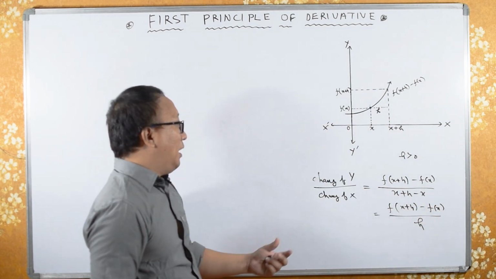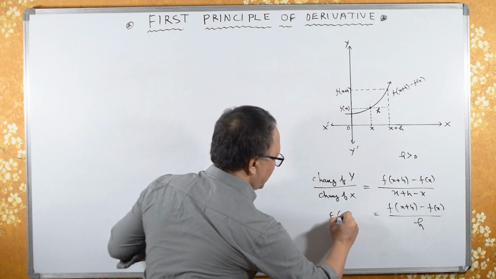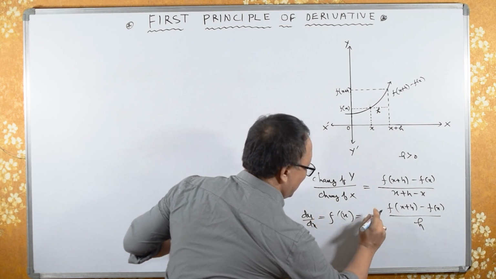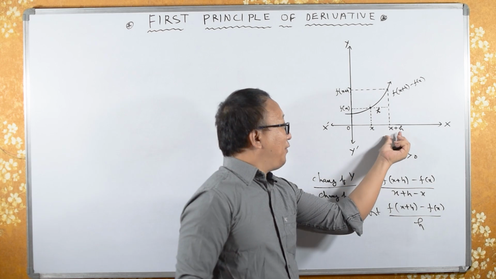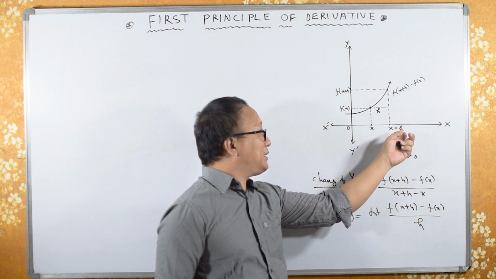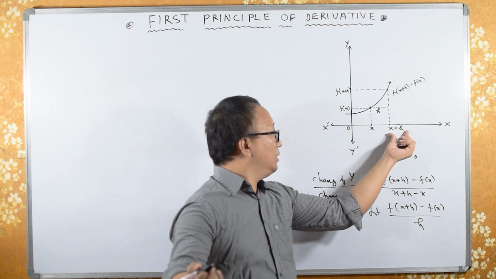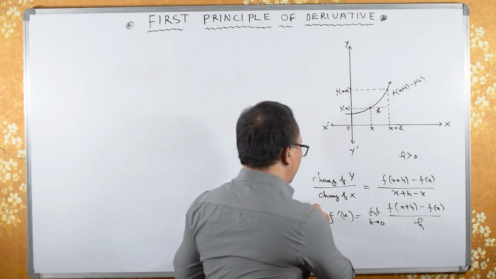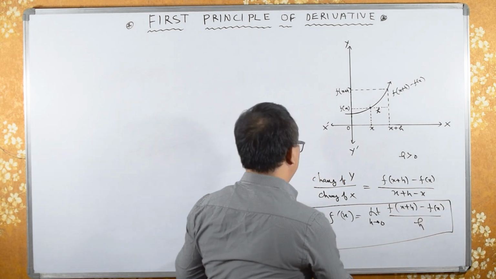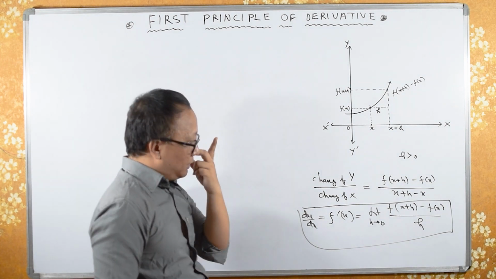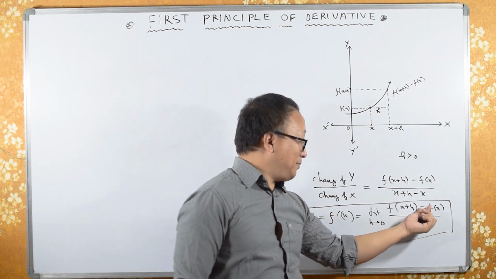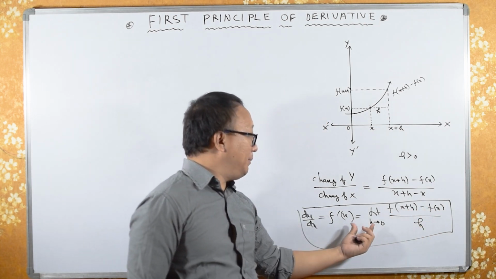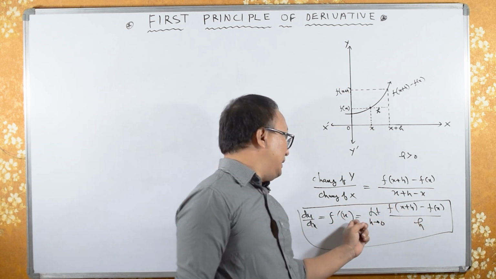Now this is the same as what we call f dash x, or you can say dy by dx, equals the limit where h tends to 0. When h tends to 0, this approaches 0. So therefore h tends to 0. This is called the first principle of derivative. It means f(x plus h) minus f(x) is change of y upon change of x, when the limit h tends to 0, very near to 0, then that is dy by dx.